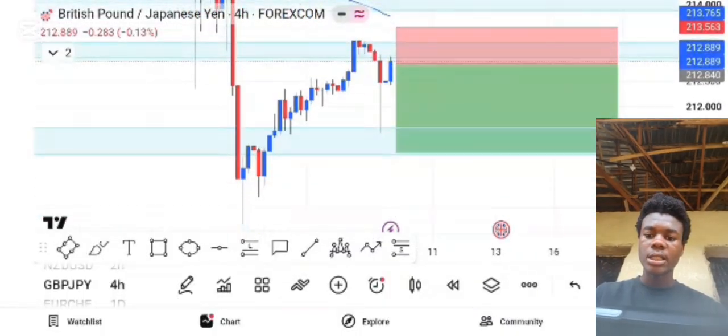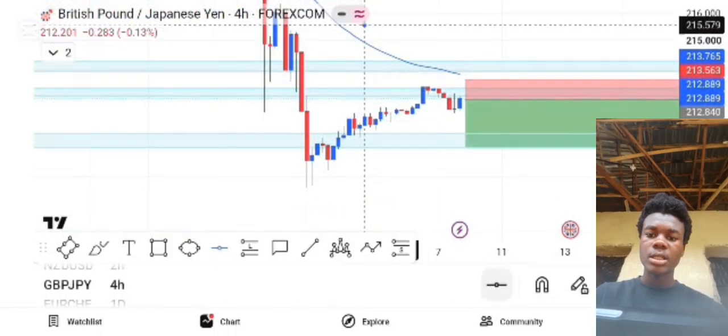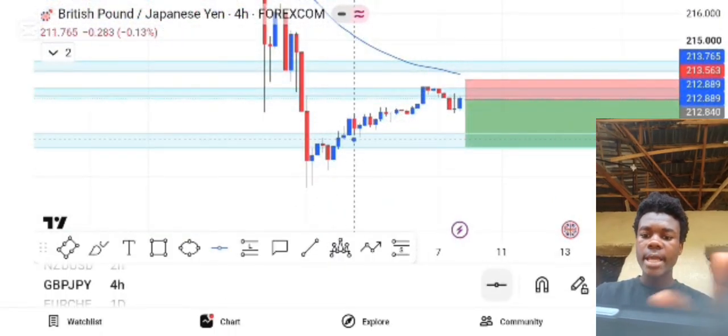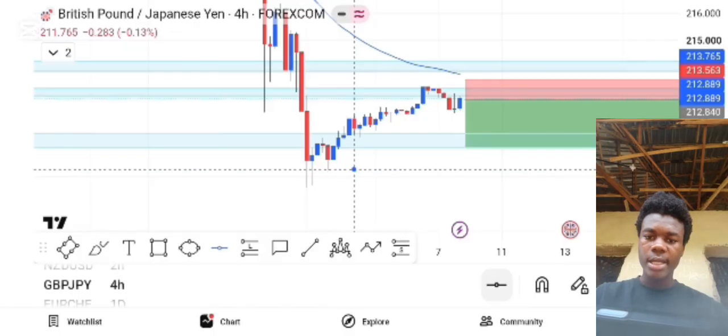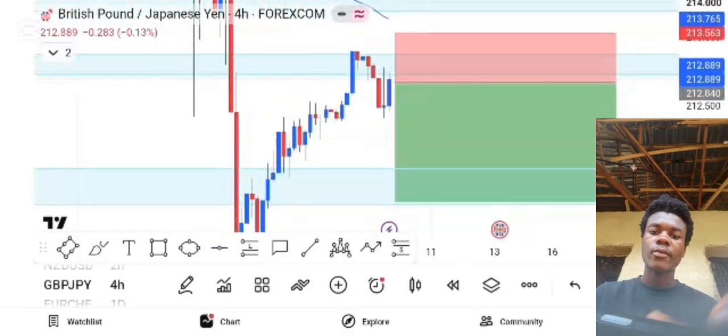On the 4-hour time frame, you can see that we are strongly bearish. This is the lower high. We are having a lower high push right here, a lower low push right here, as you can see on the 4-hour. That's what we are having on the 4-hour time frame.